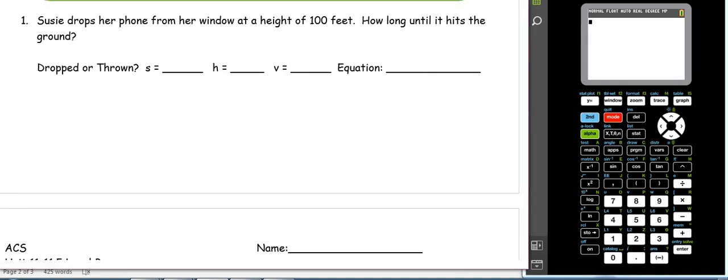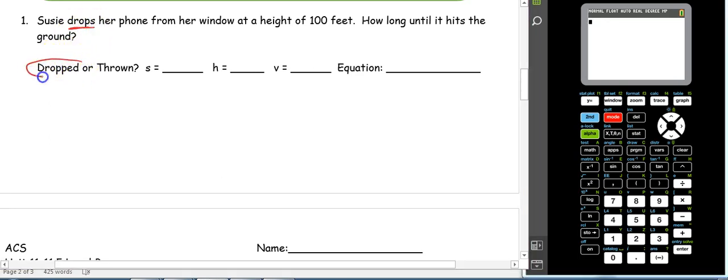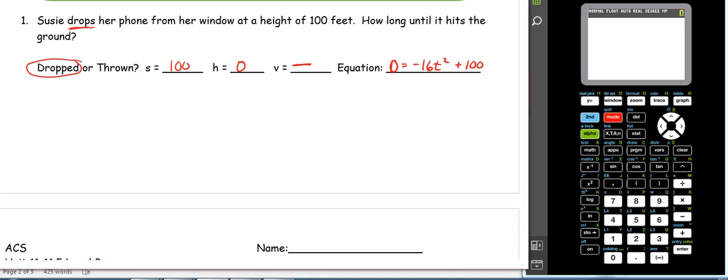Susie drops her phone from a window at a height of 100 feet. How long until it hits the ground? We see the word drops, so we know this is a drop problem. The starting height of the phone was 100 feet. The ending height is the ground, which is going to be 0, and there is no velocity because it's a drop equation. So when we go to write our equation, we're going to have 0 equals negative 16t squared plus 100.